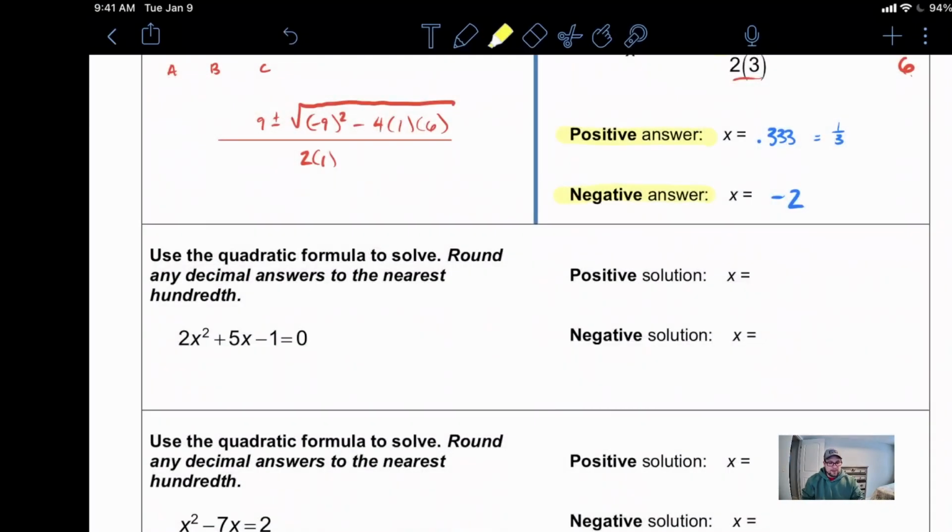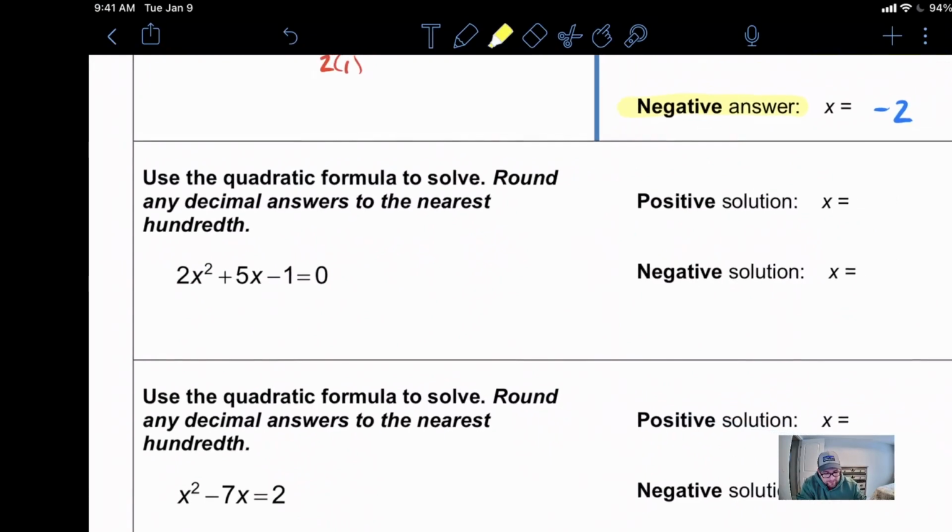All right. So we got a couple more problems over here. On these, if you're going to be trying to do this, please make sure you have a separate sheet of paper for that test, because this is a hard problem to do without it. So it says use the quadratic formula to solve, round any decimal answers to the nearest hundredth. Okay, so here we go. Here's A, here's B, here's C. Our formula is negative B plus or minus the square root of B squared minus 4 times A times C all over 2A. Your job is to plug in those values right now.